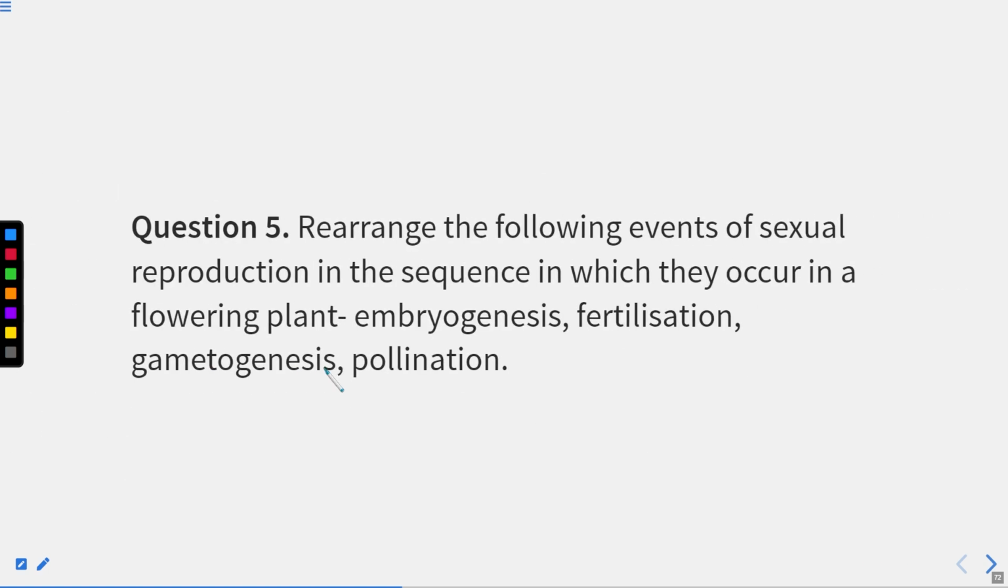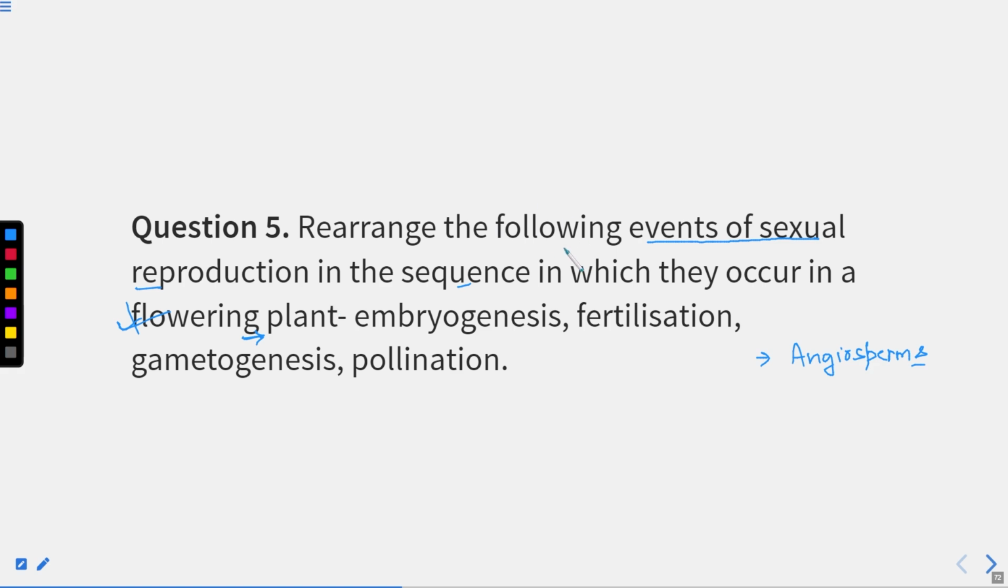Now let's talk about question 5. Here you have to rearrange the following events of the sexual reproduction in the sequence in which they occur in the flowering plant. So what are flowering plants? Flowering plants are also known as angiosperms. So here they are talking about angiosperms. Angiosperms are the group of plants that have flowers. So that's why they are known as the flowering plants.